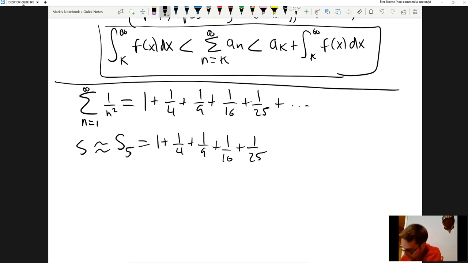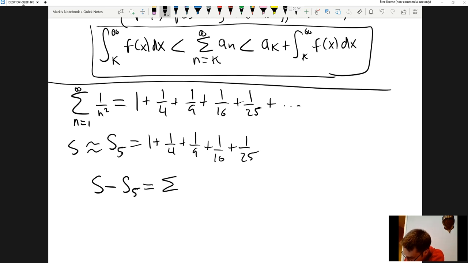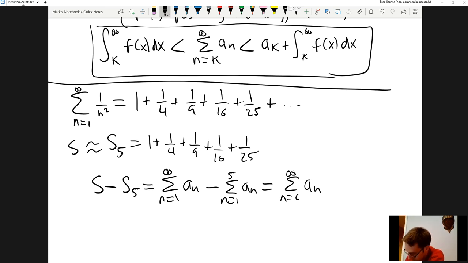So let's look at the difference, S minus S5. That's telling us how far our estimate is from the true value. And if you think about the terms, S is all of the terms, and S5 is only the first 5 terms. And so if I subtract them, then what do I have? Well, I just have terms 6 through infinity. Agreed?